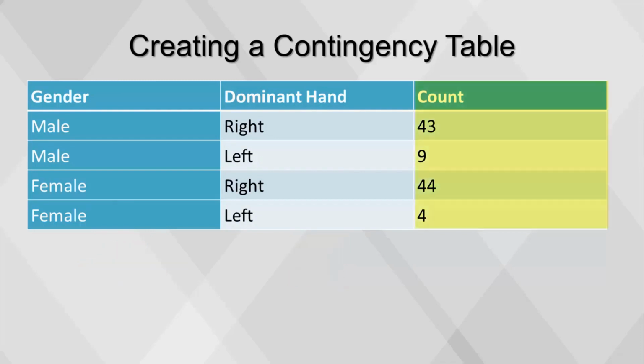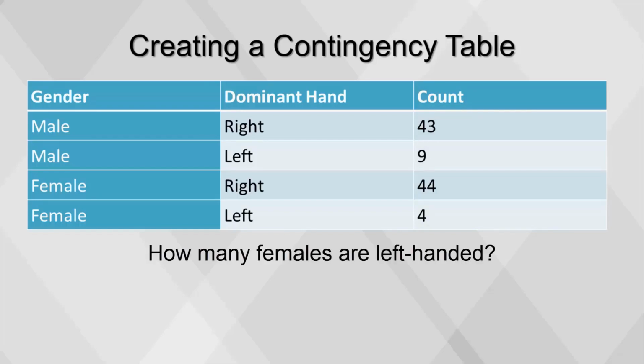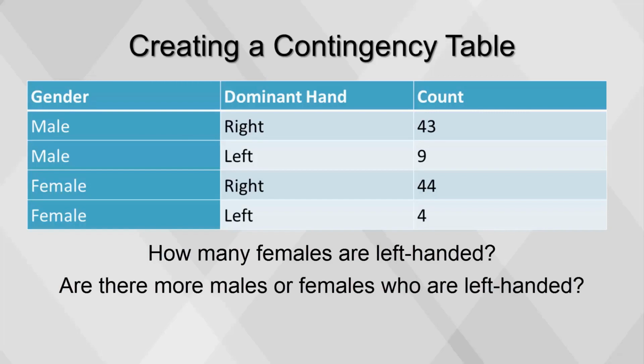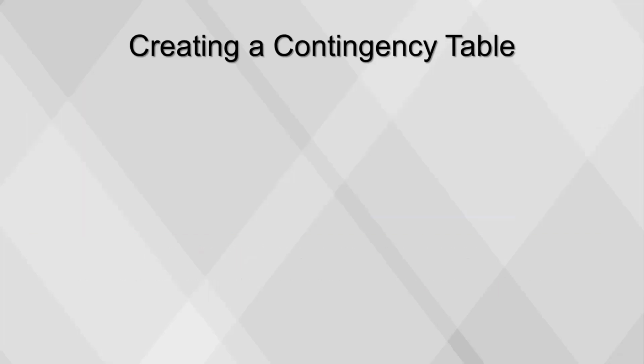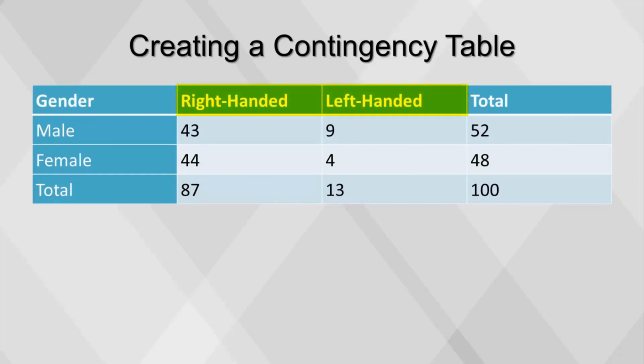For each of these combinations, we count the number of rows that contain both values. At this point, we can extract information regarding the quantity of each combination, allowing us to answer basic questions such as how many females are left-handed, and are there more males or females who are left-handed. Next, we perform a crosstab on the result, moving the dominant hand to the horizontal axis. This will make interpretation of the results much easier and allow us to easily calculate totals along each dimension.